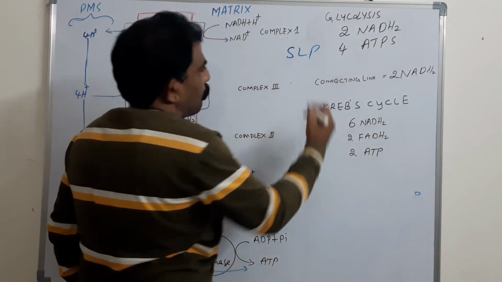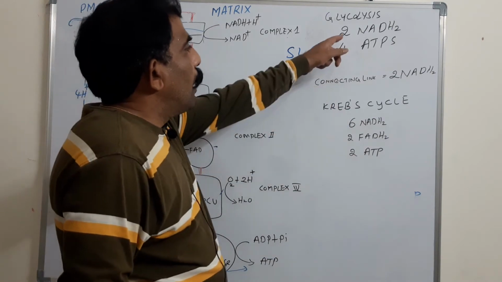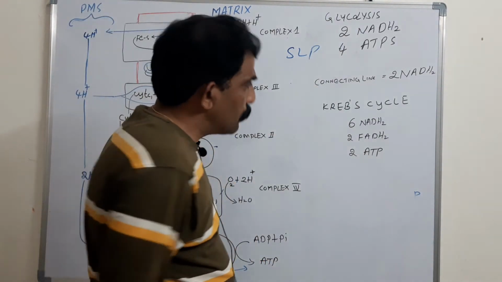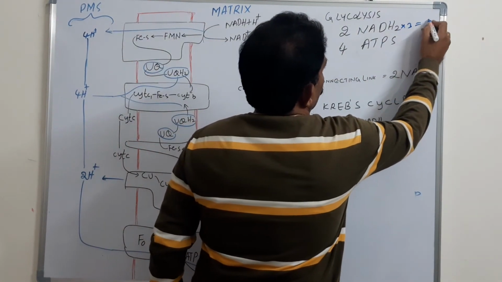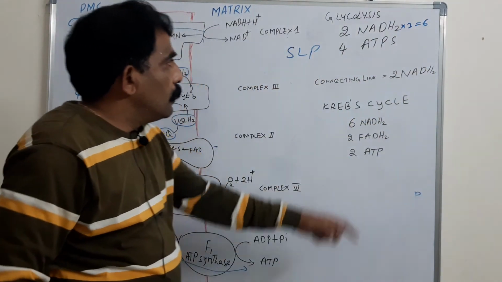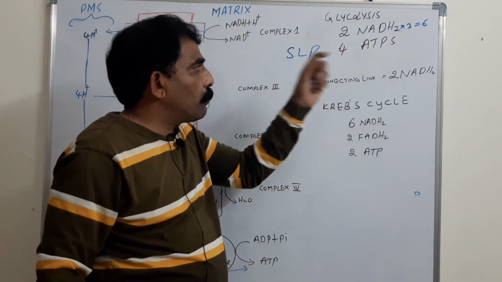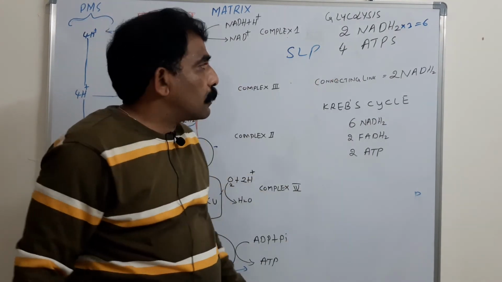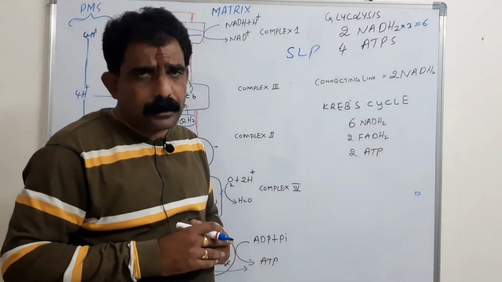Through substrate level phosphorylation, 4 ATPs are generated in glycolysis, and 2 NADH2 are there. We know that NADH2 equals 3 ATPs, so 2 NADH2 into 3 ATPs equals 6 ATPs. 6 ATPs are produced through oxidative level phosphorylation and 4 ATPs through substrate level phosphorylation. Together, 10 ATPs.